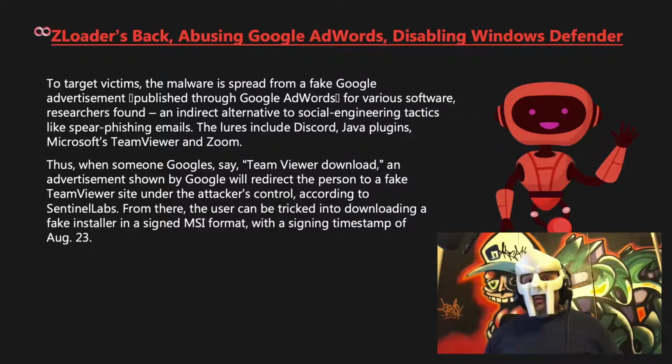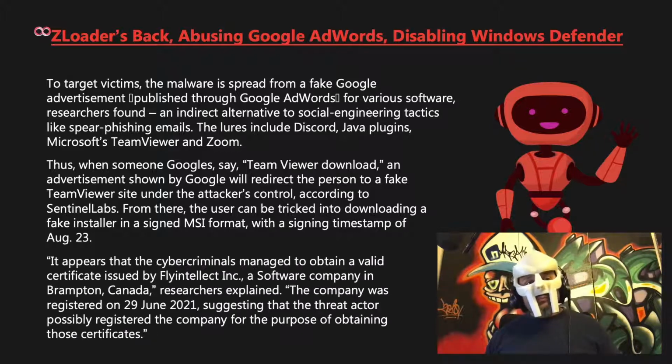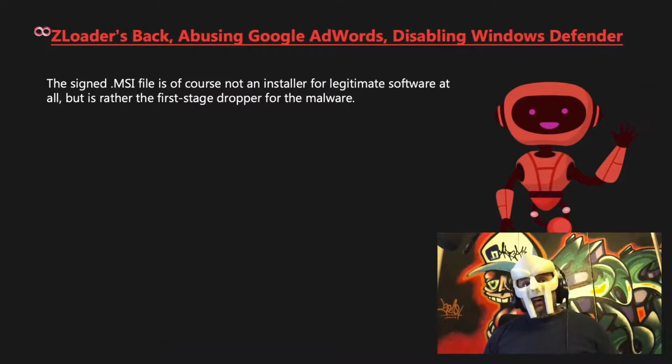From there, the user can be tricked into downloading a fake installer in a signed MSI format with a signing timestamp of August 23rd. It appears that the cybercriminals managed to obtain a valid certificate issued by Fly Intellect Incorporated, a software company in Brampton, Canada, researchers explain. The company was registered on June 29, 2021, suggesting that the threat actor possibly registered the company for the purpose of obtaining those certificates. The signed MSI file is of course not an installer for legitimate software at all, but is rather the first stage dropper for the malware.